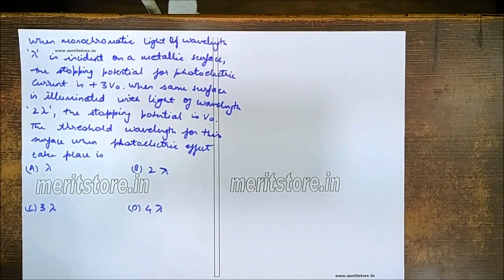Now, when a monochromatic light of wavelength lambda is incident on a metallic surface, the stopping potential for photoelectric current is 3 V naught. When the same surface is illuminated with light of wavelength 2 lambda, the stopping potential is now V naught. The threshold wavelength for this surface when photoelectric effect takes place.